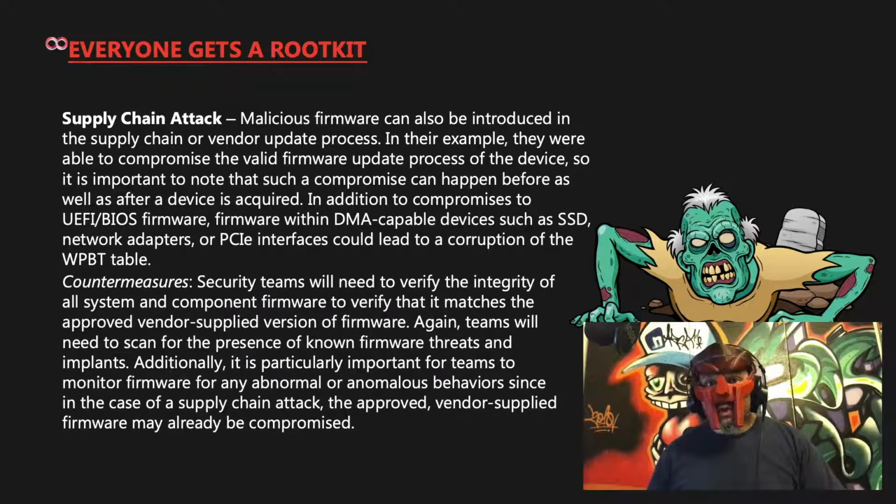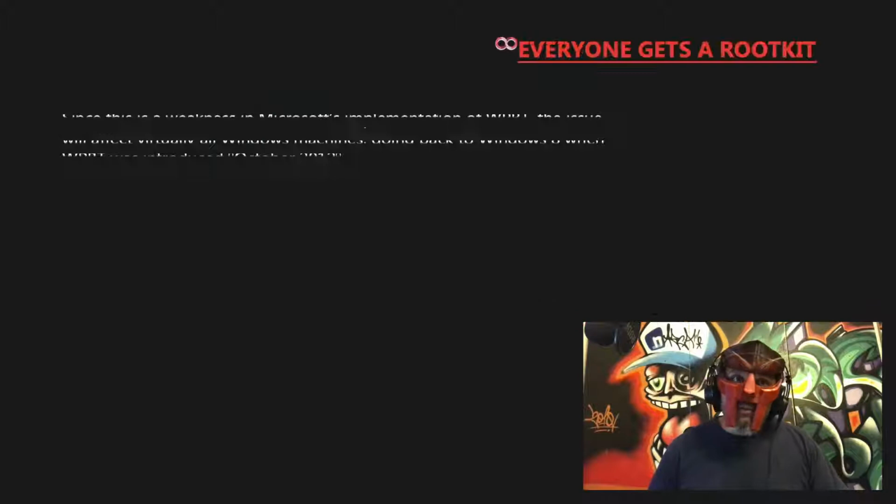Countermeasures. Security teams will need to verify the integrity of all system and component firmware to verify that it matches the approved vendor-supplied version of firmware. Again, teams will need to scan for the presence of known firmware threats and implants. Additionally, it is particularly important for teams to monitor firmware for any abnormal or anomalous behaviors, since in the case of a supply chain attack, the approved vendor-supplied firmware may already be compromised.